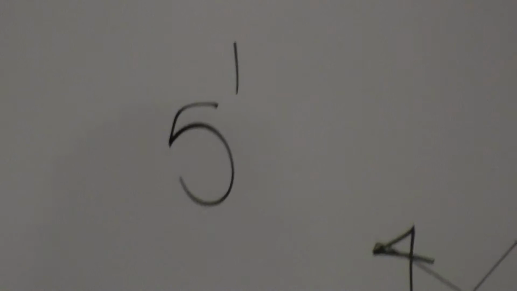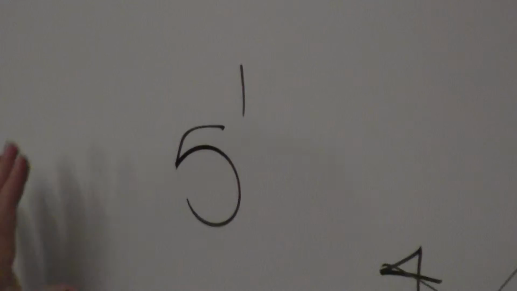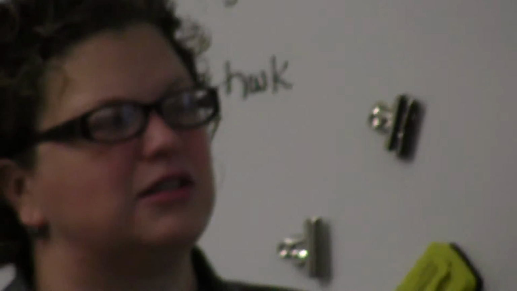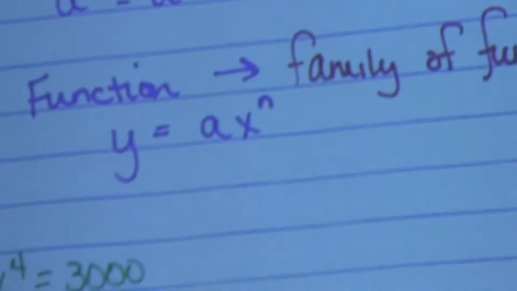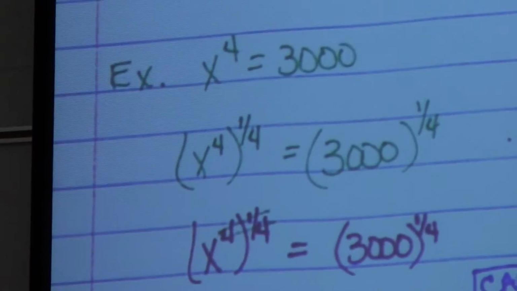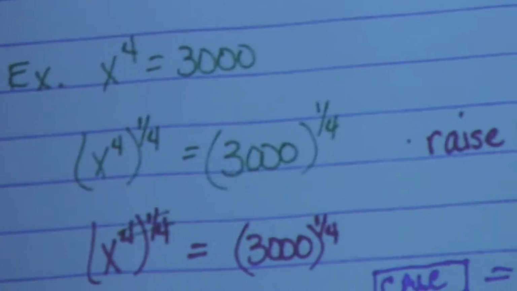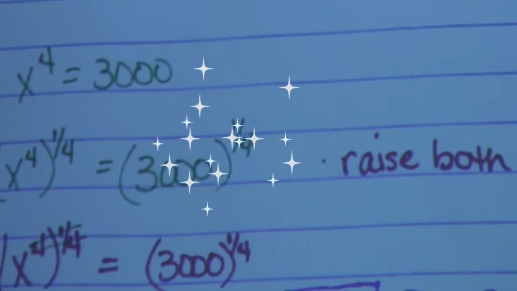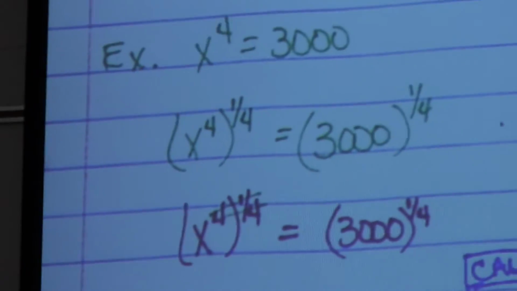Itself. So anything raised to the first power is just itself. What we're trying to do here is get this to be just the number by itself. So anytime we have that thing raised to a power and they ask us to solve, like x to the 4th equals 3,000, we take the reciprocal fraction, or the opposite fraction. If here is 4, or think in our heads 4 over 1, the opposite of that would be 1 over 4. And if we do it to the left side, we have to do it to the right side.